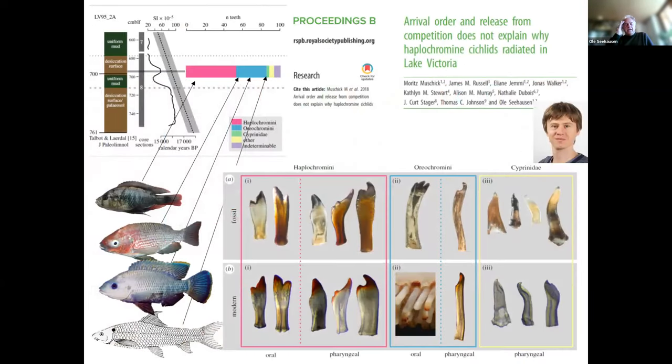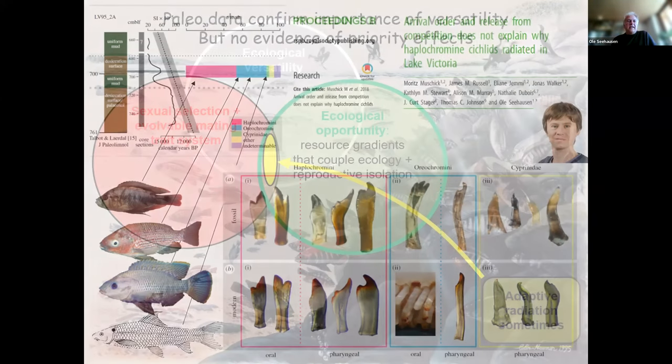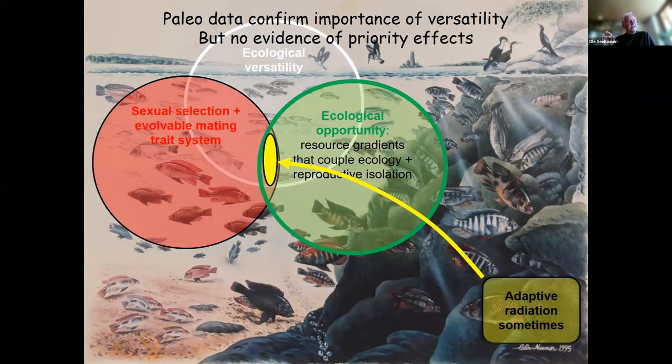So we can conclude from that two things. One, that we already, with a much smaller data set shown a few years ago, is that priority effects are probably not important. All these lineages were there together with the radiating group right from the beginning. There's no evidence that one group arrived before the others, but the data confirmed the importance of versatility.